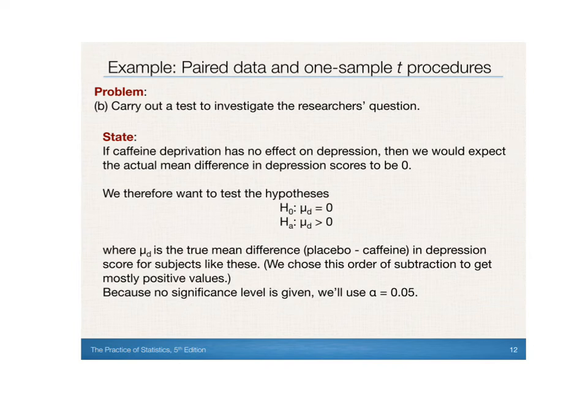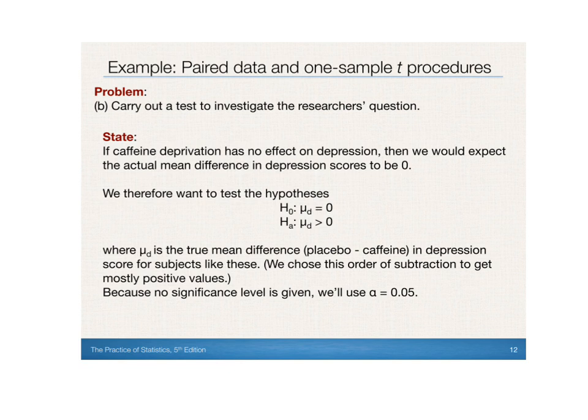Next, if we want to actually carry out the problem, first we're going to state our hypothesis. Usually when we're using paired data, we would assume that the difference between the two sets of data would be 0. So we would say the mean difference would be 0. And then we would look at whether we think it makes more sense for the difference to be positive or negative based on how we did that difference, how we did the subtraction.